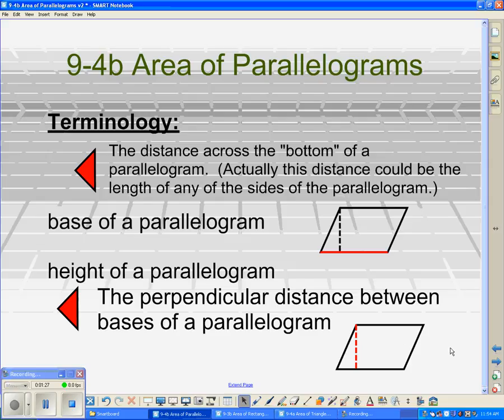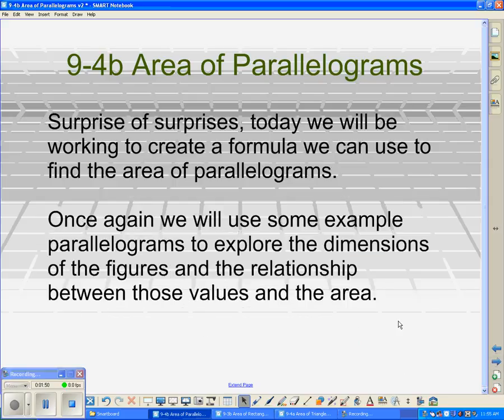And here we see the height highlighted in red, and the height would be the perpendicular distance between bases of a parallelogram. The height will always be given as a dashed line in a parallelogram, unless the parallelogram is also a rectangle, because the rectangle is the only time when the base and the height of a parallelogram would be perpendicular to each other. So you'll be looking for the height as a dashed line. Base and height are important for us to know, but today we're going to be looking to create a formula we can use for the area of parallelograms.